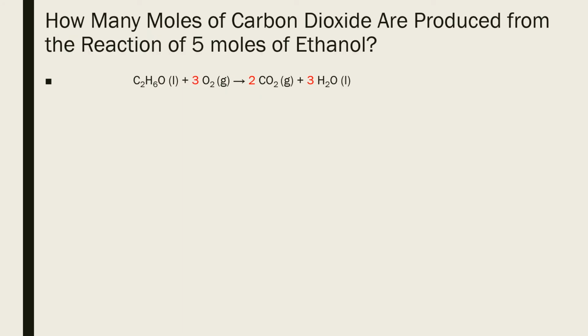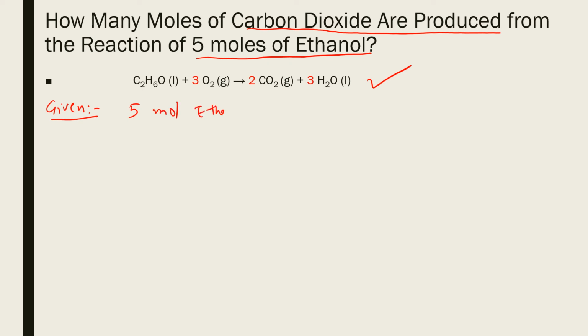Let's try another problem. In this case, how many moles of carbon dioxide are produced from the reaction of 5 moles of ethanol? Again, the balanced equation is given, so we can find the mole to mole relationship. And let's first write what is given. So what is given to us? Again, we have 5 moles of ethanol.